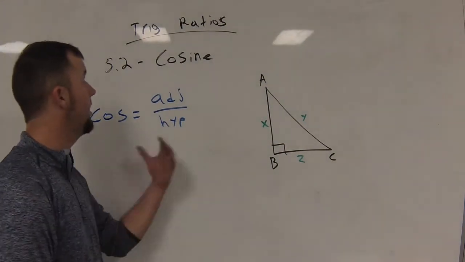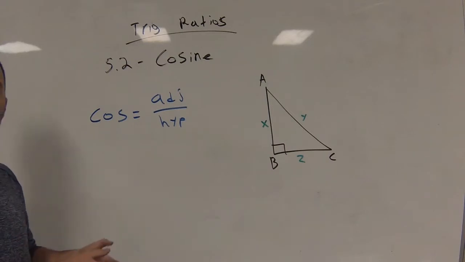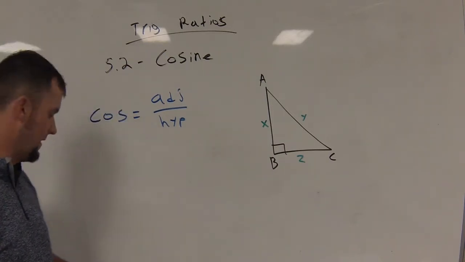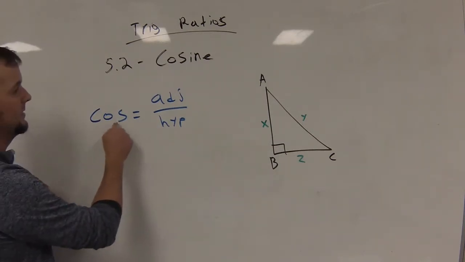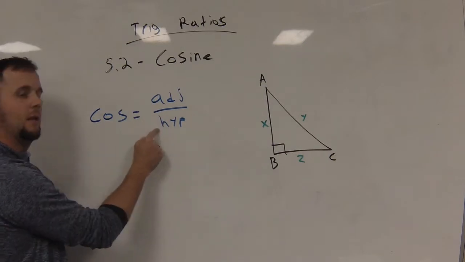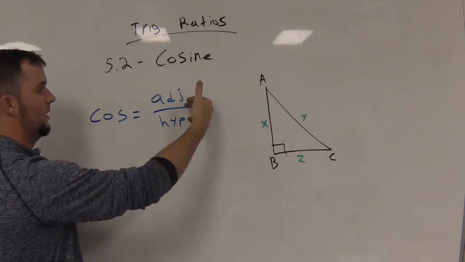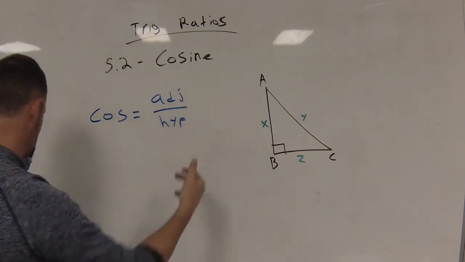All right, guys, so moving on further into our trig ratios, besides sine, the next one that we can use is something called cosine. And the ratio of cosine is going to be adjacent over hypotenuse. So just like sine earlier, we did opposite over hypotenuse, but now with cosine, we're going to use the adjacent over hypotenuse.